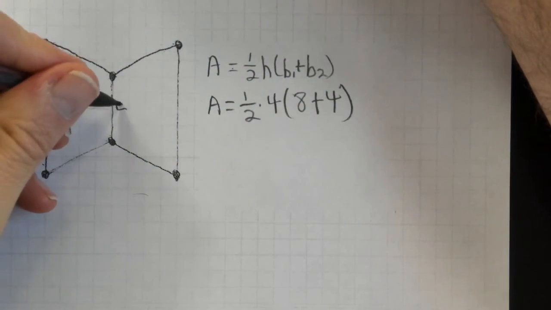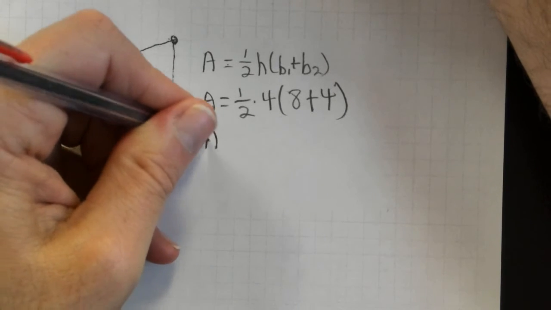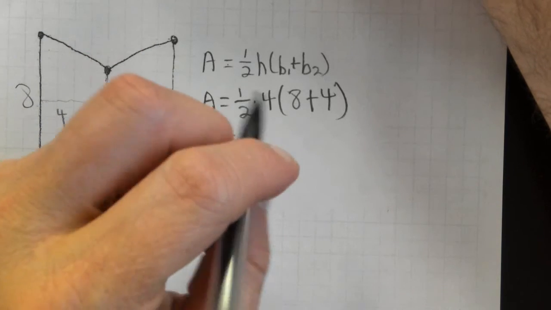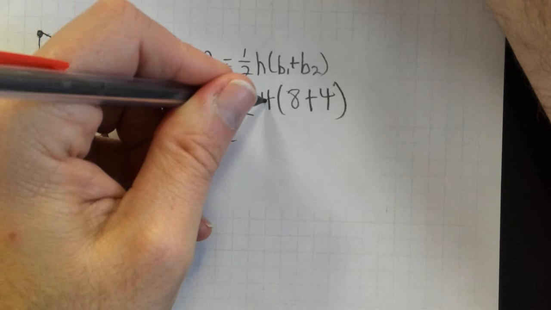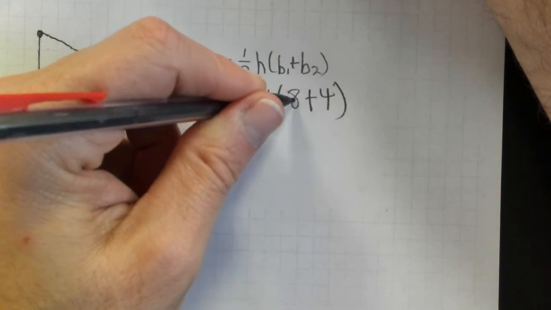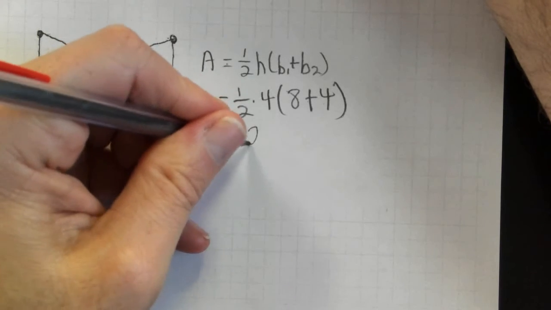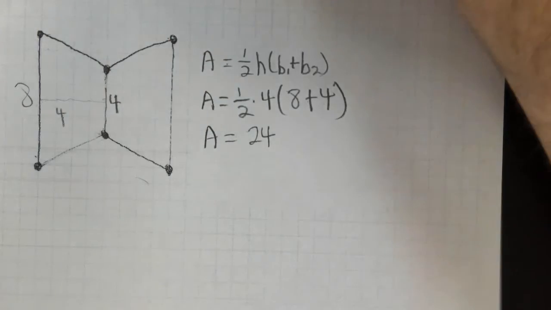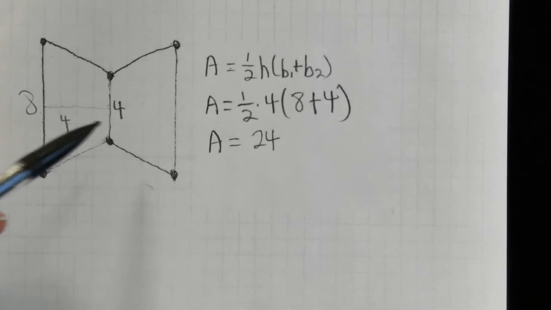Okay, so we've got all of our parts plugged in like we need to. Let's find the area. Area equals. Let's see, so half of 4 is 2. 8 plus 4 is 12. 2 times 12 is 24. 24 is the area.